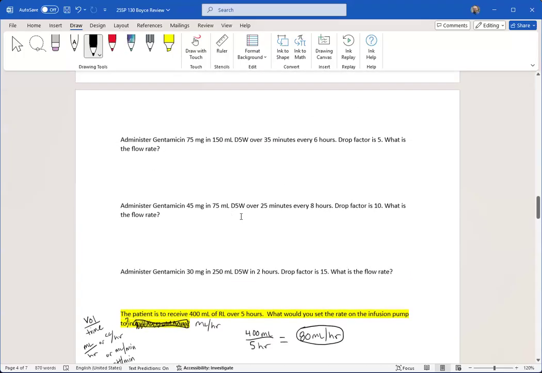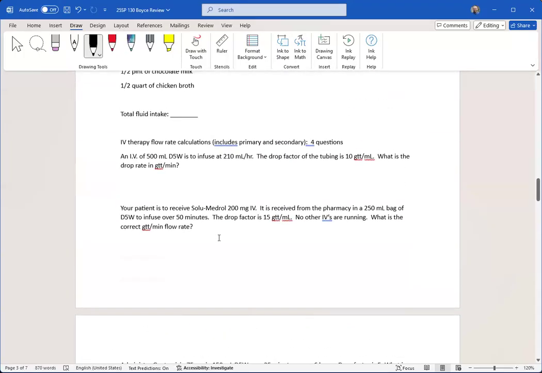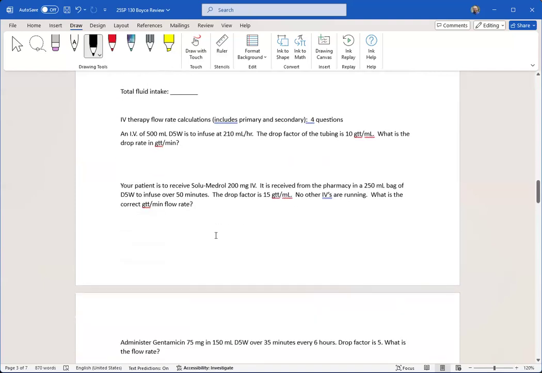All right. The next couple of questions here are using drop factors. So I want to go through a couple of those as well, because that is something you're going to see. Drop factors tell you that you're looking for a drop rate. When you are calculating a drop rate, you need two pieces of information. You need to know the flow rate and you need to know what's called the drop factor. Both of those will give you your drop rate.